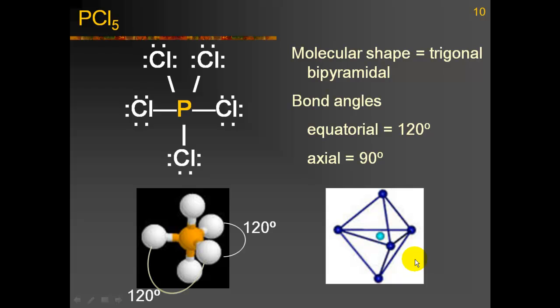So the axial ones are the green, so between the very top atom and to the side is 90 degrees. But the equatorial bond angle is the distance between each of the elements along the equator of the central atom. So when you're talking about a 5-domain molecule, you need to know that there's 2 different types of bond angles, and you also need to know what each one is and where they would be located.